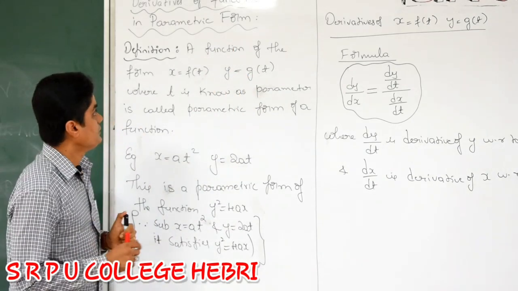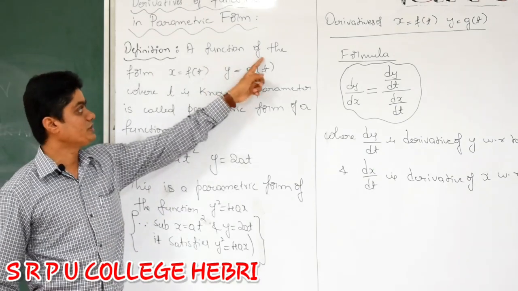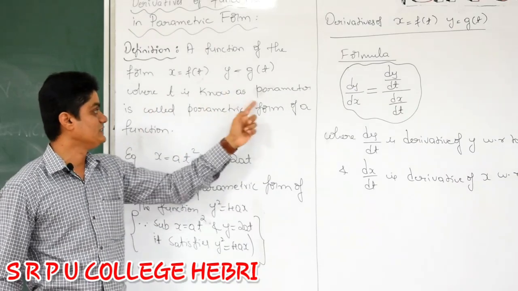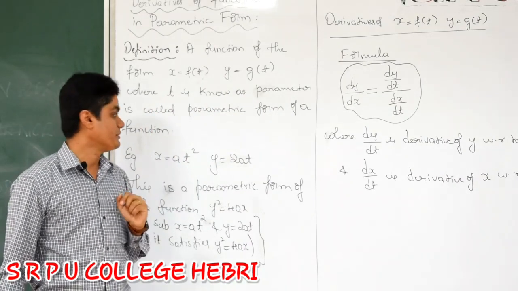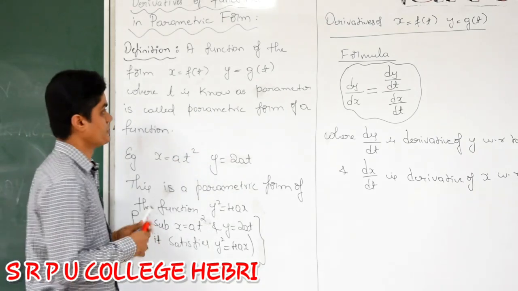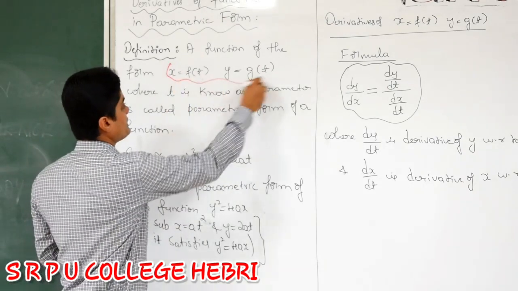to you, okay? So the definition is as follows: a function of the form x is equal to f of t, y is equal to g of t, where t is known as a parameter, is called the parametric form of a function. Now what is special in this function? Can you identify it compared to the previous set of functions?